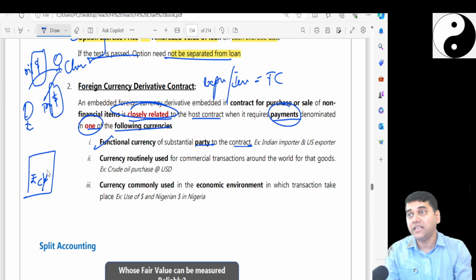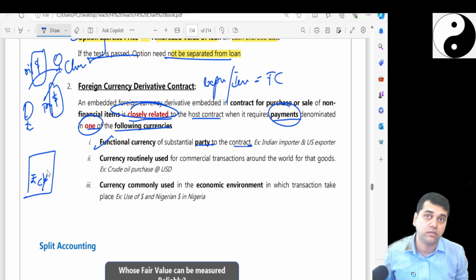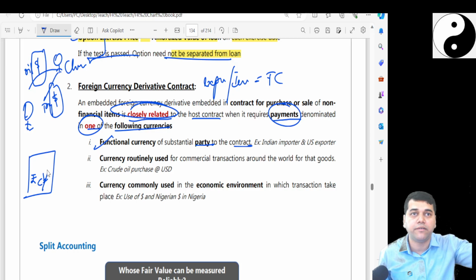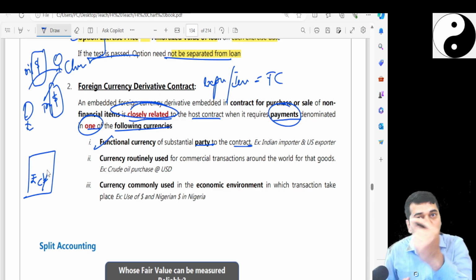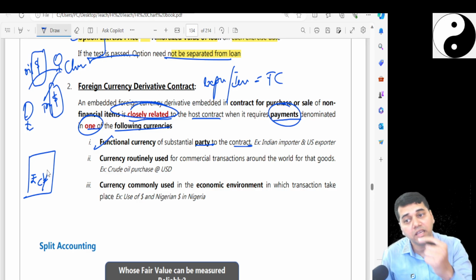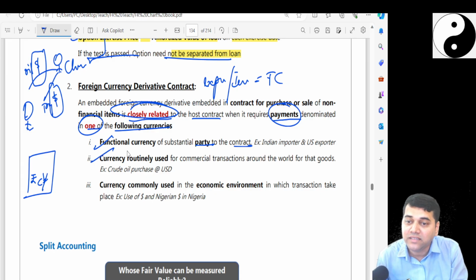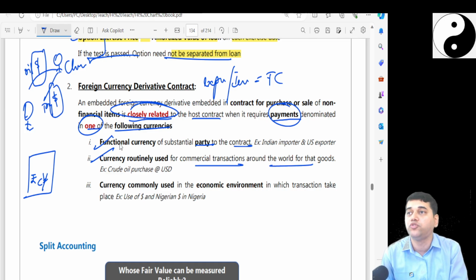And if you still insist, please separate. See, it is going to cause a lot of accounting hardship on me. Sit and separate every component there and pass MTM, derivative accounting. So to ease, they said, look, if you import from China in yuan, you need not do it. Or a currency routinely used in commercial transactions across the world for such goods.